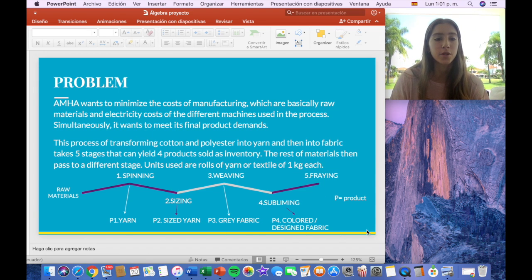Here we can see the process of transforming cotton and polyester into yarn and then into fabric that takes 5 stages that yield 4 products sold as inventory. If some materials are not used to be sold as final products, they are sent to the next stage. The units used throughout this presentation are rolls of yarn or textile of 1 kilogram each.